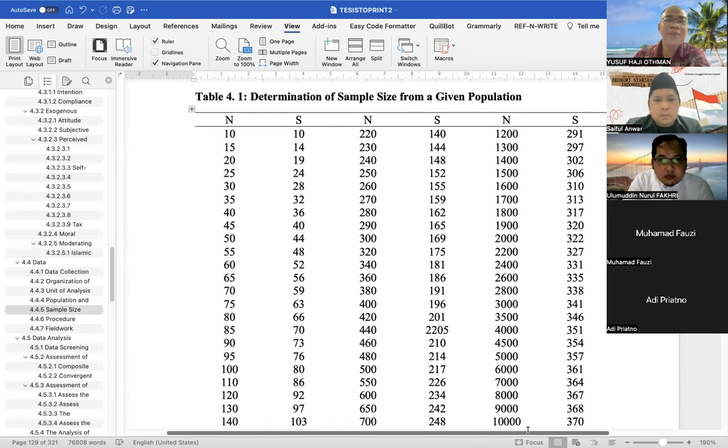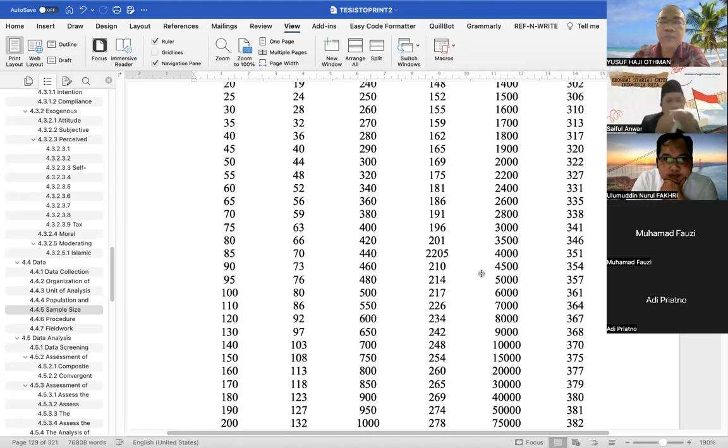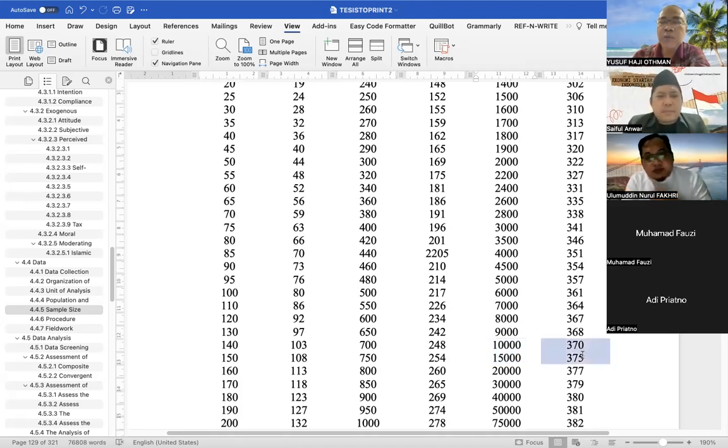Ta-ding. This is easy. For example, N is the population, and S is the sample size. If you can determine your population, for example, this study's population is 13,000, which is between 10,000 and 15,000, then your sample size should be between 370 to 375. So this study chose 372, because the population is 13,000. So the sample size should be between these numbers.